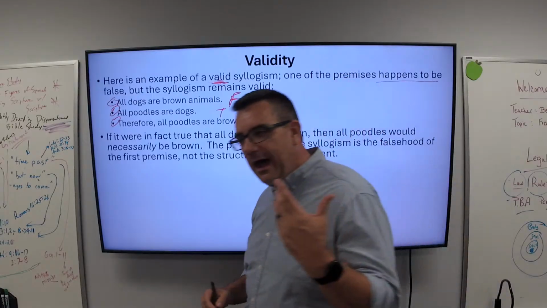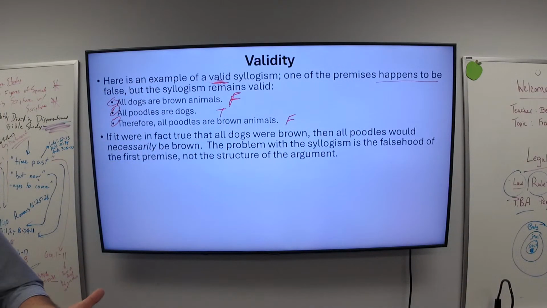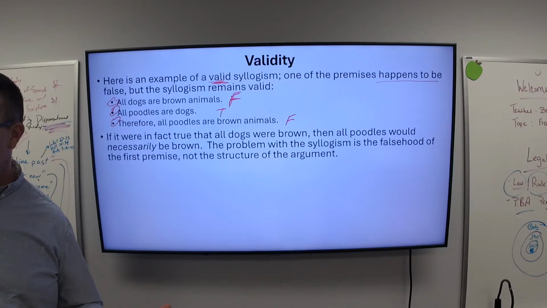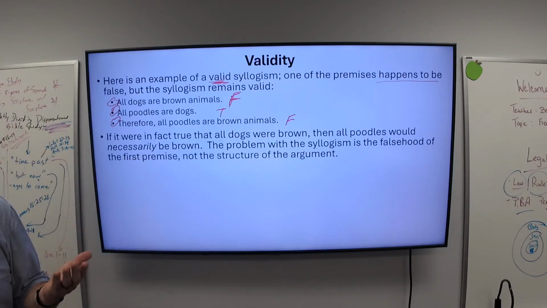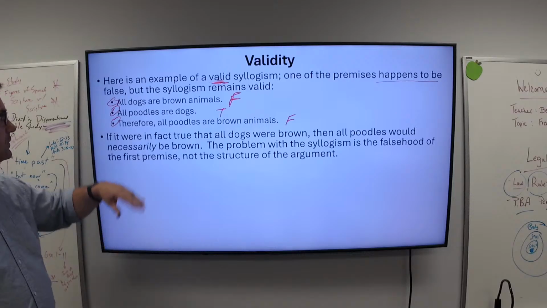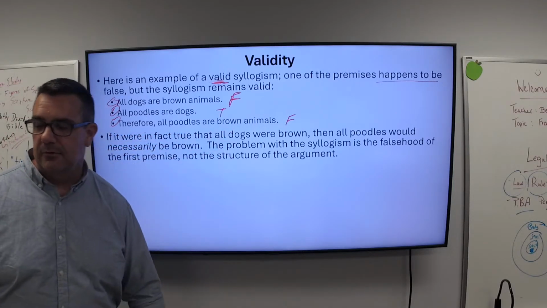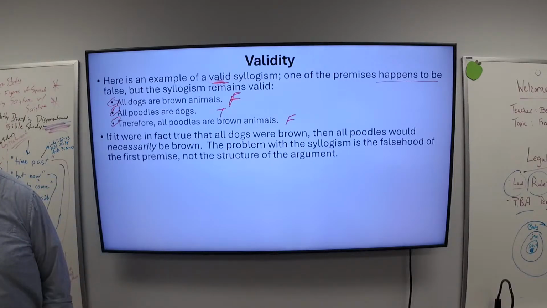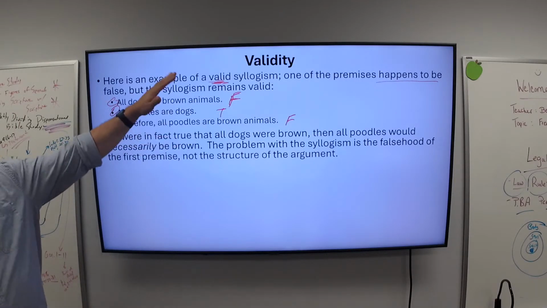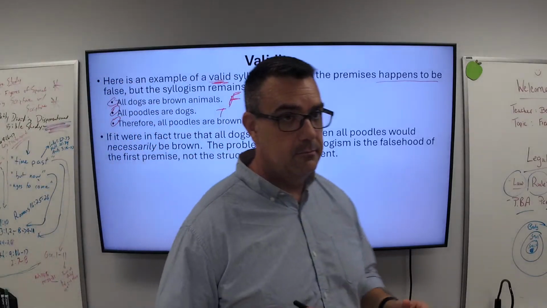So can you have a valid argument that's not true? Yes, because validity does not equal truth of the premises. We have a false premise here: all dogs are brown animals. That's false. All poodles are dogs. That's true. Therefore, all poodles are brown animals. But is there anything wrong with the structure of the argument? No. Is everybody following that?